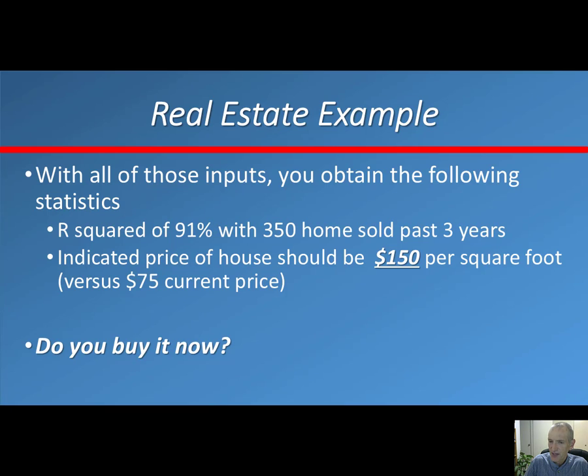Now, we might say some of the things in the list are not important to us, but they're still important to consider if we need to sell the house in the next 4 or 5 years, because those are the items other people buying the house will be looking at. So using all of those statistics, we got an R-squared of 91%. We can explain 91% of the variation in prices of 350 homes sold in the last 3 years. And when we do that, we get that the house should be trading for $150 per square foot, but we can buy it for $75 per square foot.